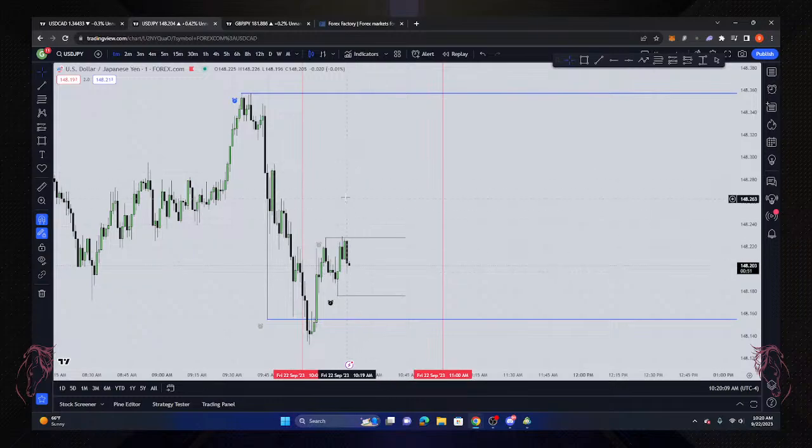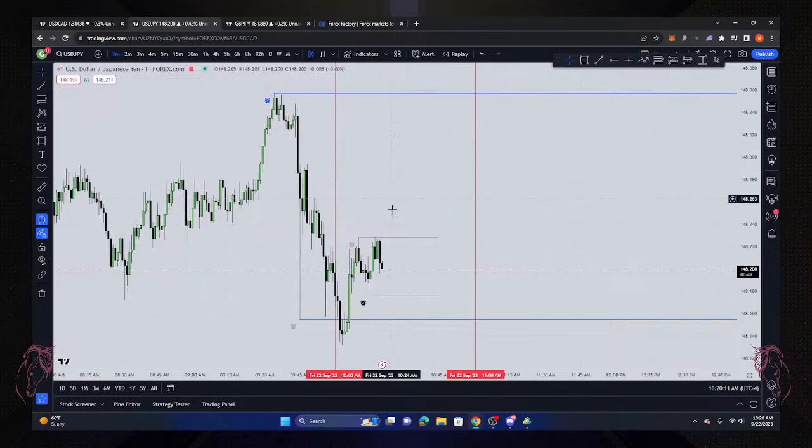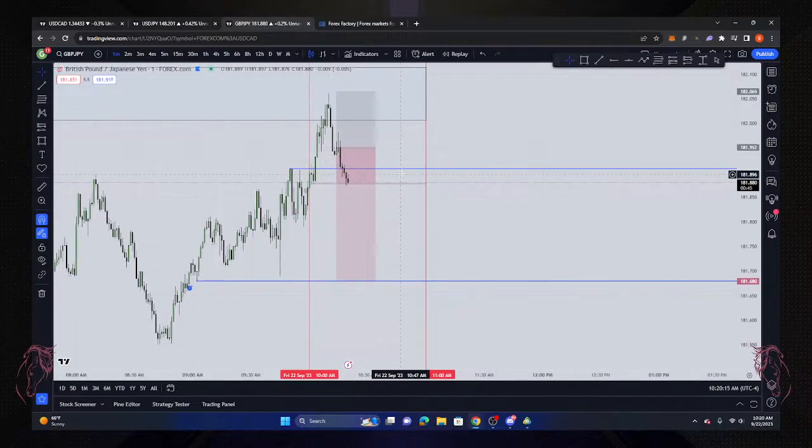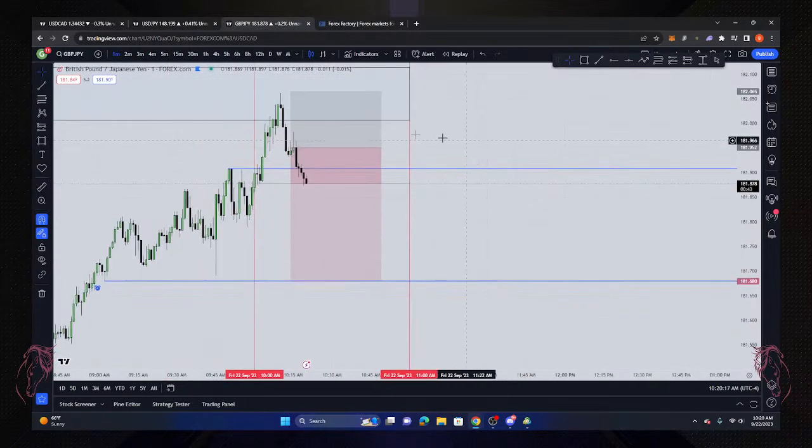UJ, I'm also not in an entry. I want to see what it wants to do. It could just continue going lower from here. GJ, we're just holding the position to see what it wants to do from here.